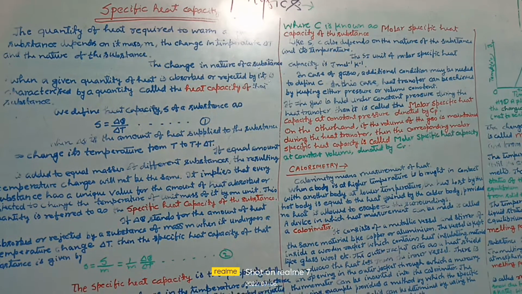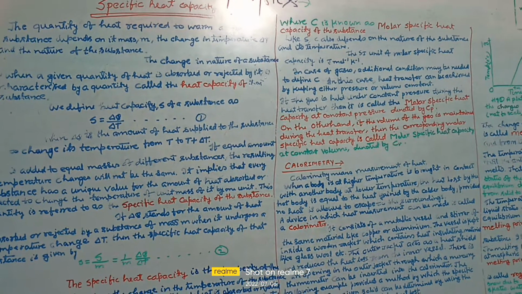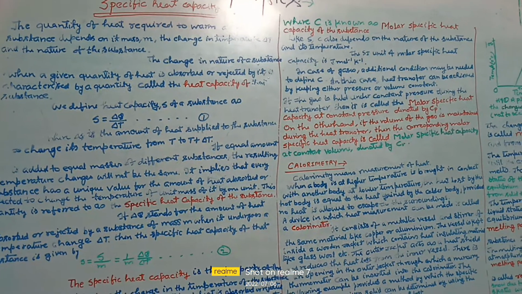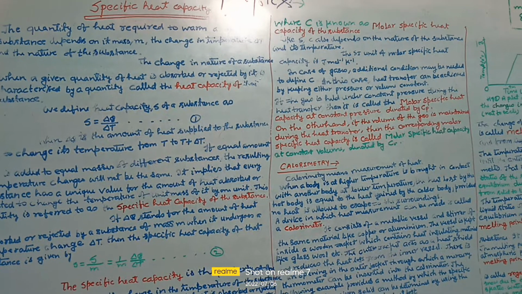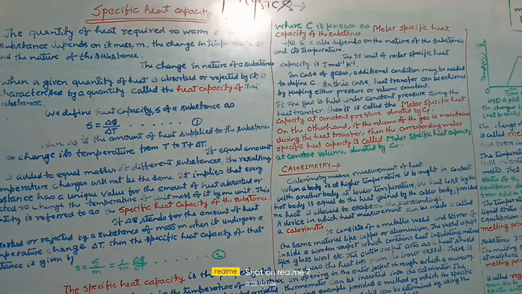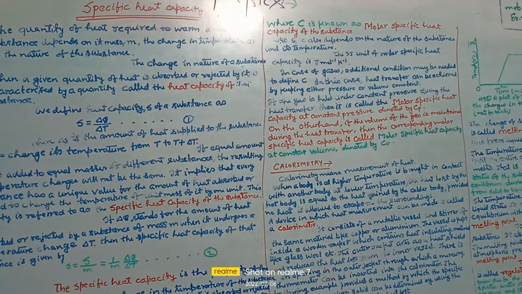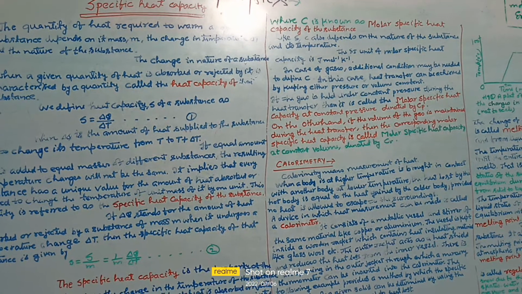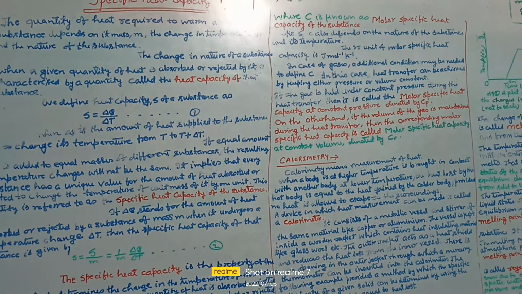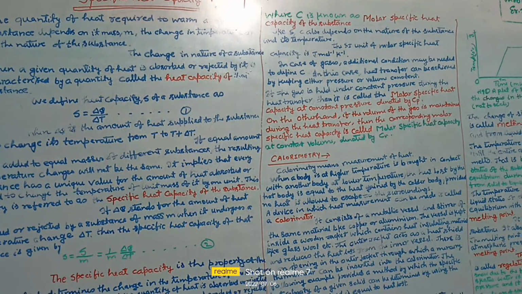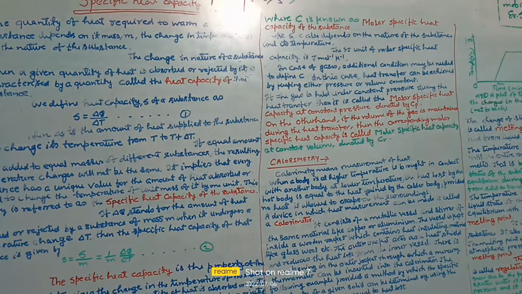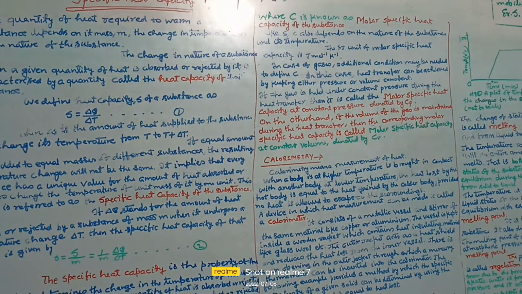If equal amounts of heat are added to equal masses of different substances, the resulting temperature changes will not be the same. It implies that every substance has a unique value for the amount of heat absorbed or rejected to change the temperature of unit mass of it by 1 unit. This quantity is referred to as the specific heat capacity of the substance.